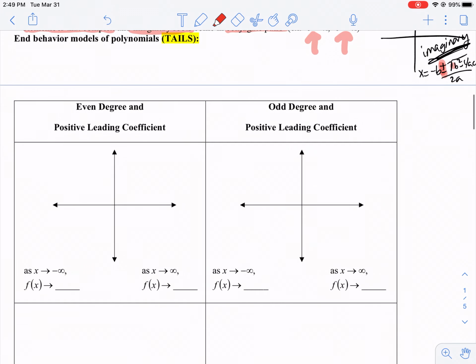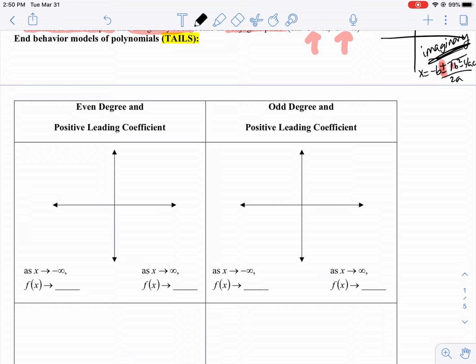All right, before we dive too far into that, we're going to talk about the end behavior of the polynomials. So what we mean by the end behavior is, as x goes toward infinity, what happens to the graph? As x goes toward negative infinity, what happens to the graph? So this is very similar to domain and range. In fact, it is domain and range, it's just asked in a different form.